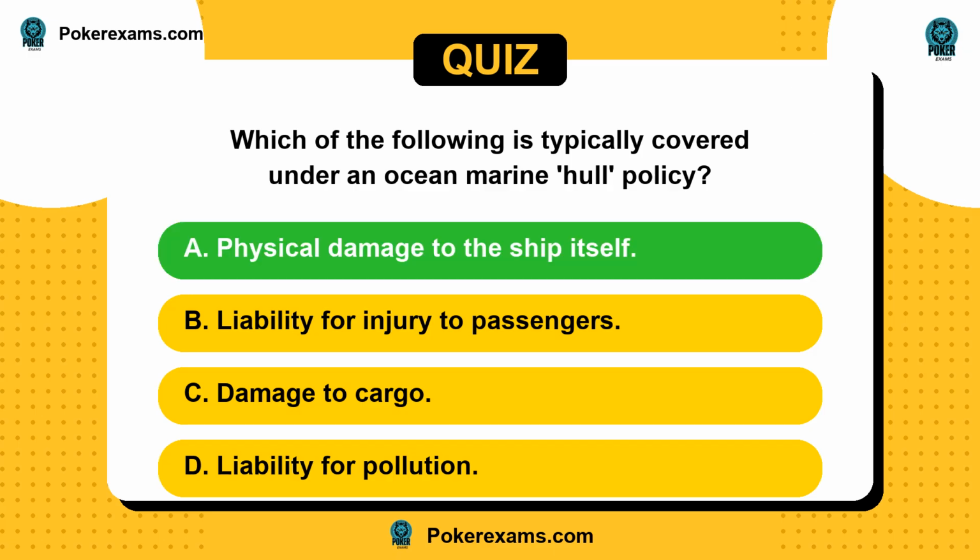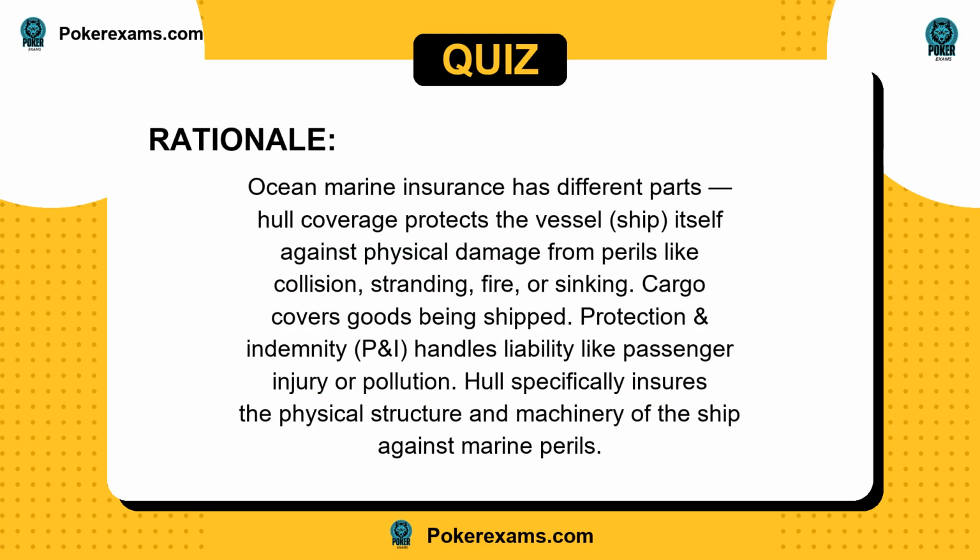The answer is A. Ocean marine insurance has different parts. Hull coverage protects the vessel, the ship itself, against physical damage from perils like collision, stranding, fire, or sinking. Cargo covers goods being shipped. Protection and indemnity, P&I, handles liability like passenger injury or pollution. Hull specifically insures the physical structure and machinery of the ship against marine perils.